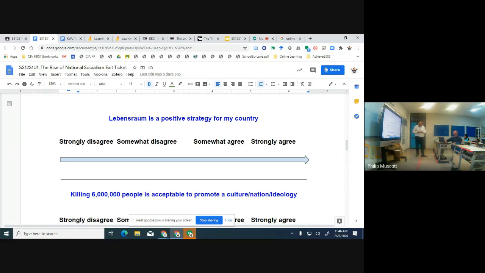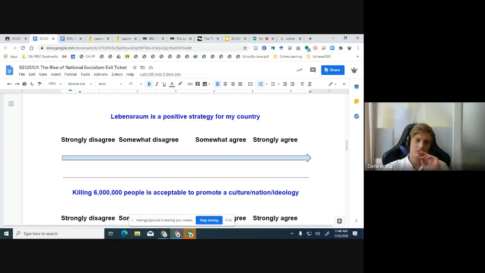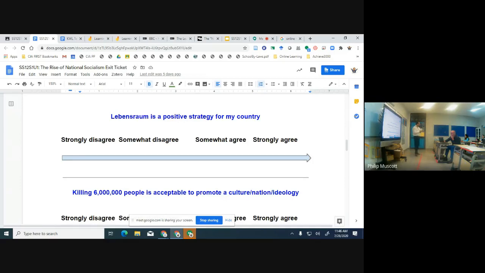What is Lebensraum? It's called living space. Good. What does it mean, though? To extend, I mean, the land. I think somewhat agree. You somewhat agree. Okay, so let's take it in this context then. It says, my country. Where should Cambodia expand to get some living space? Vietnam. Into Vietnam. How would that help Cambodia?